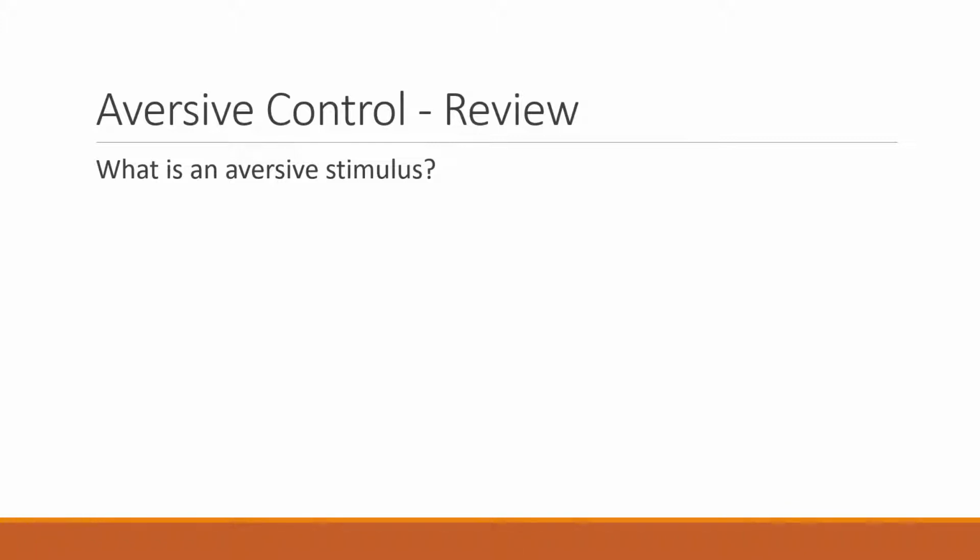On to punishment, but to review, what is an aversive stimulus? Again, how we define stimuli is based on their effect on behavior. In this case, aversive control refers to both punishment and negative reinforcement. Aversive stimuli increase the rate of behavior in the future if they're removed contingent on the behavior, and decrease the rate of behavior in the future if they are presented contingent on behavior.